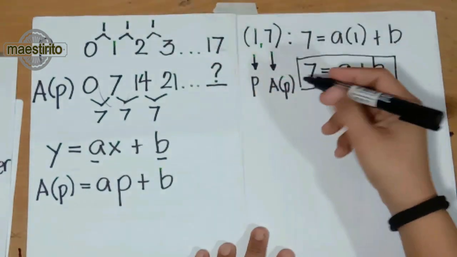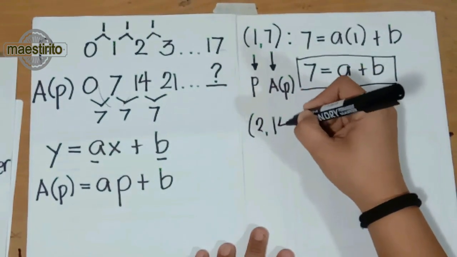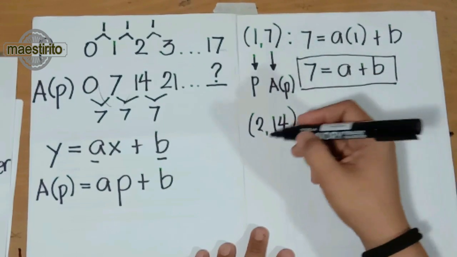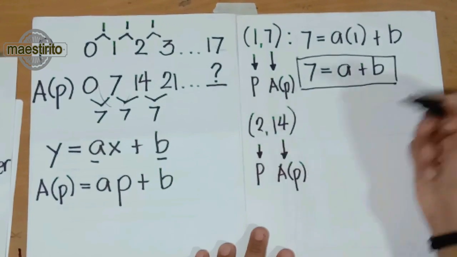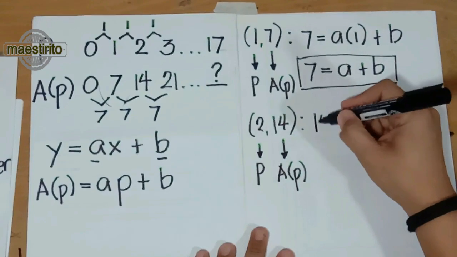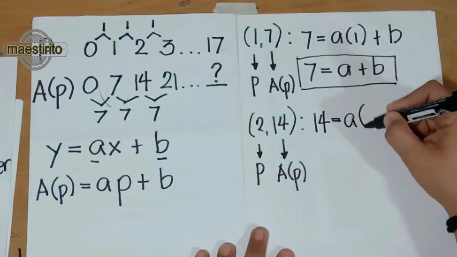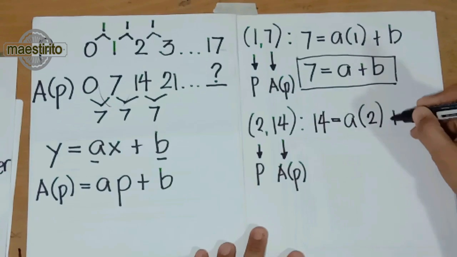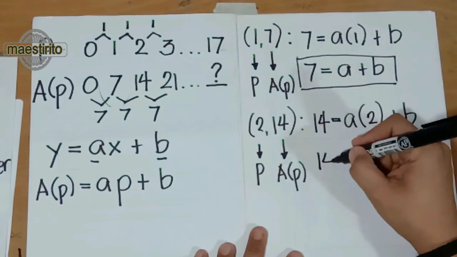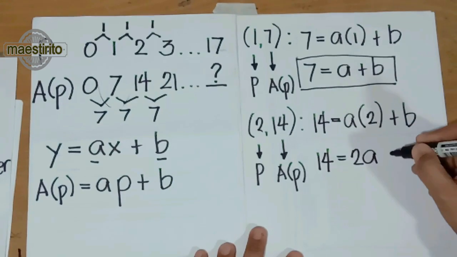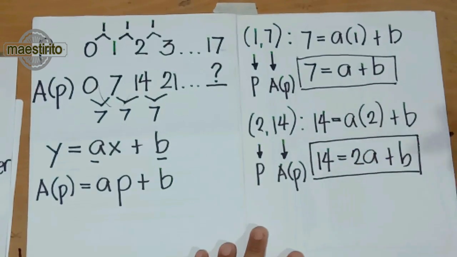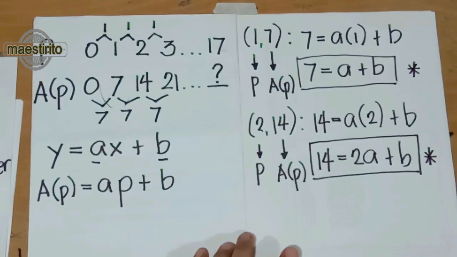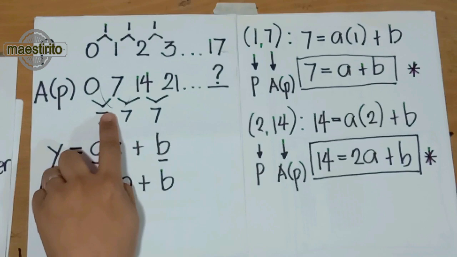Let me use the 2, 14. Okay, 2, 14. So 2 now would be your p, and 14 would be your a of p. And that will give us 14 is equal to a, your p is 2, plus b. Simplifying further, so 14 is equal to 2a plus b. There. So take note of this. Two resulting equations from the two sets of points from this table of values respectively.